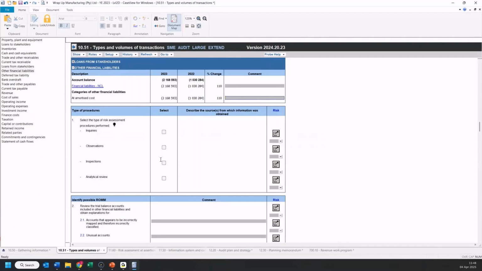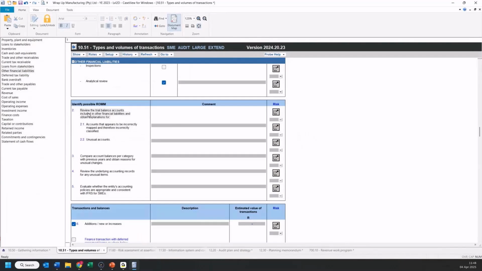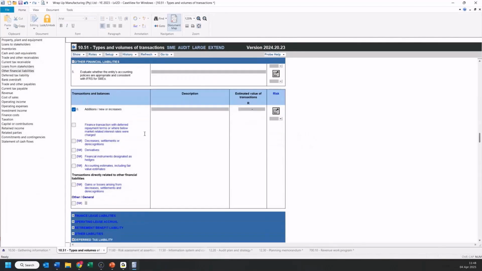What type of risk assessment procedures did we do? We did analytical review. We're probably going to do inquiries. You're going to document all of that, similar to what we've done for revenue. You will identify your possible risks of material misstatements, consider unusual accounts. Here we can see review the underlying records for any unusual items, etc. And then we will get to transactions and balances.